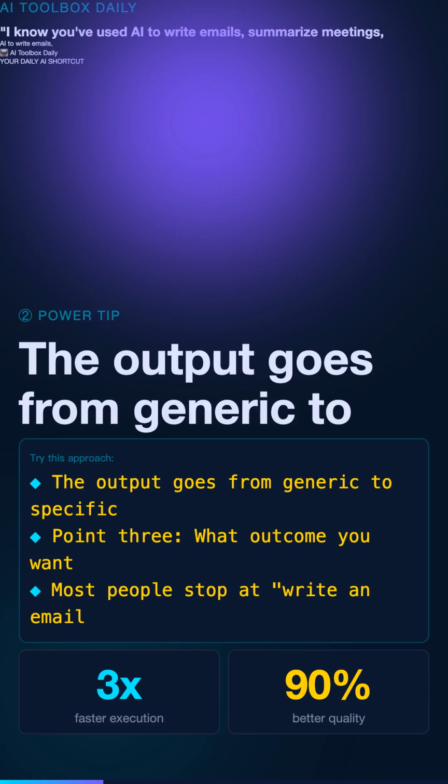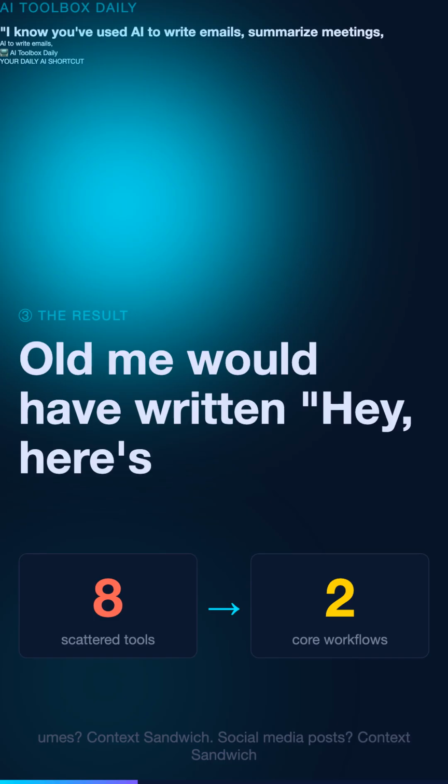Point 1, who you are. Before you ask for anything, spend 2 sentences describing your specific situation. Not, I'm a freelancer. Say, I'm a freelance web developer who specializes in Shopify stores, and I've been working with e-commerce clients for 4 years. Now the AI knows your voice, your expertise, and your context. Suddenly that email doesn't sound like a template anymore.